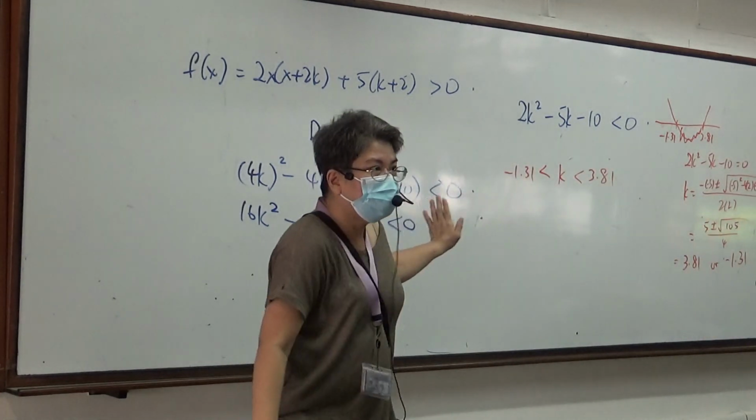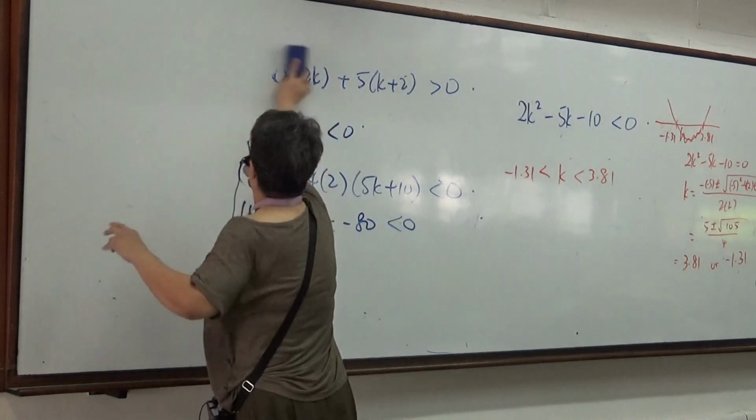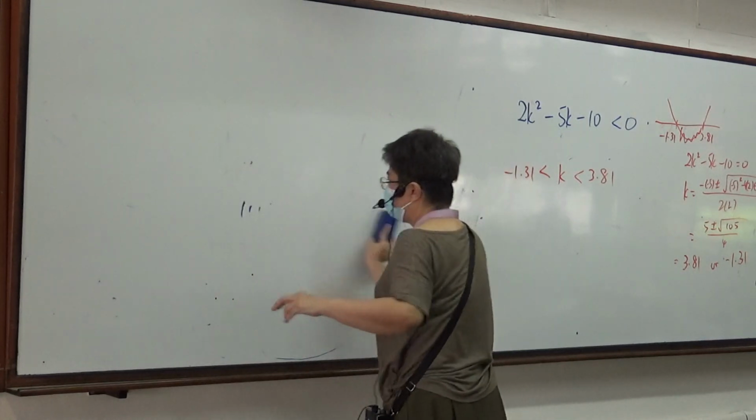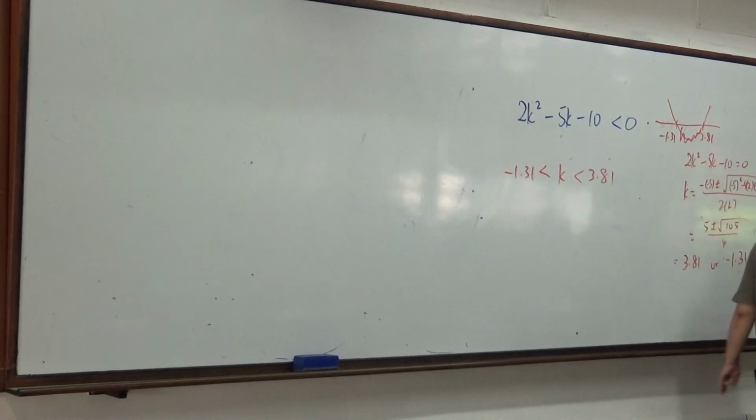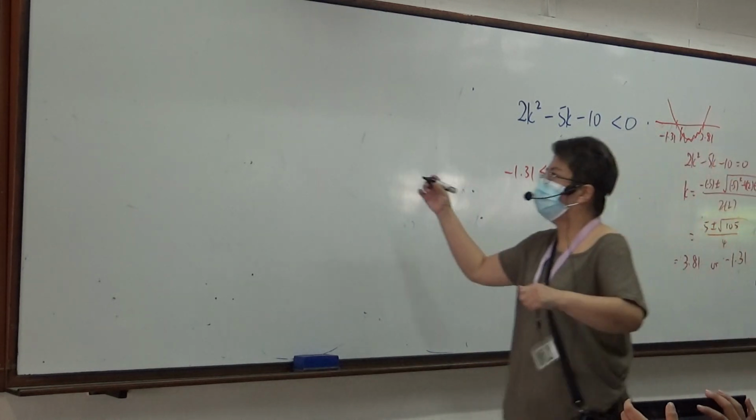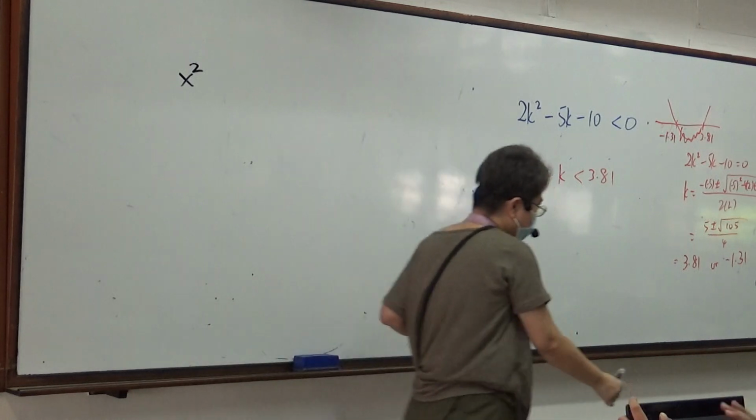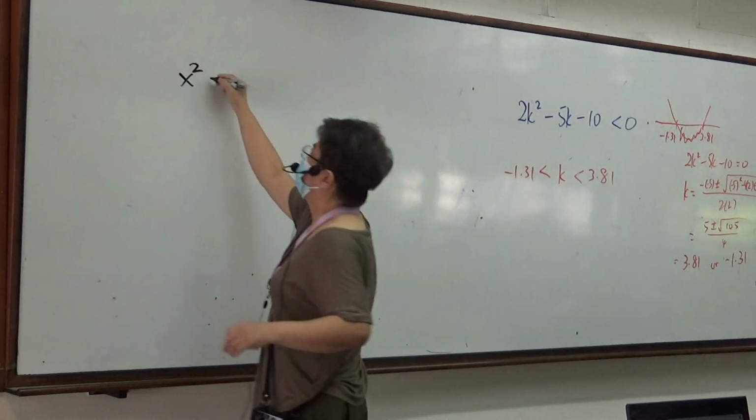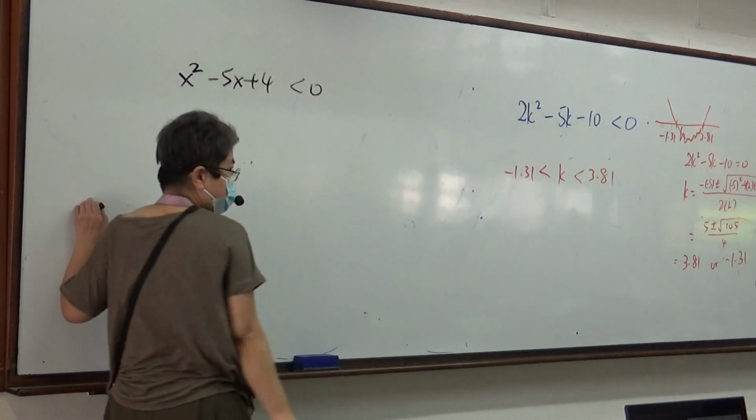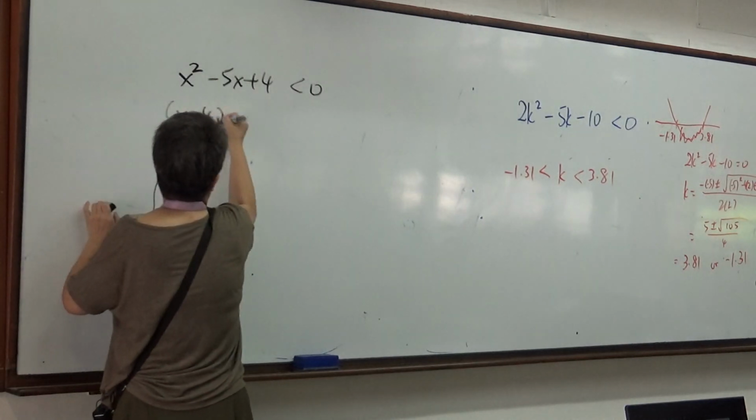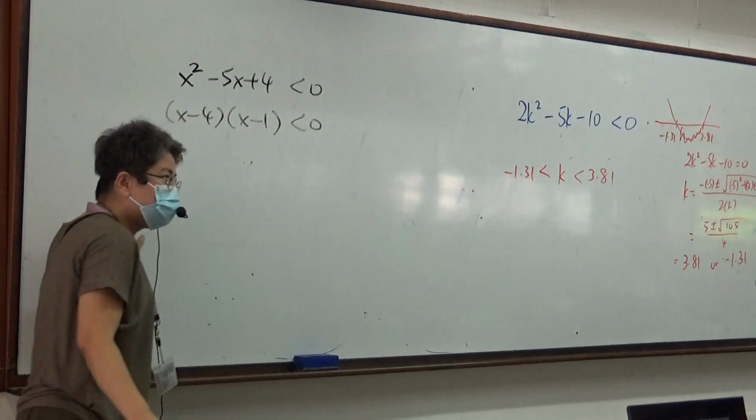This one okay already. You understand how I get it. Now, some people are asking me a question, which I think is a bit strange. I'm not going to explain this again because it's very complicated. x squared minus 5x plus 4 less than 0, right? That's how I did the first example, remember? I will have x minus 4, x minus 1 less than 0, right?